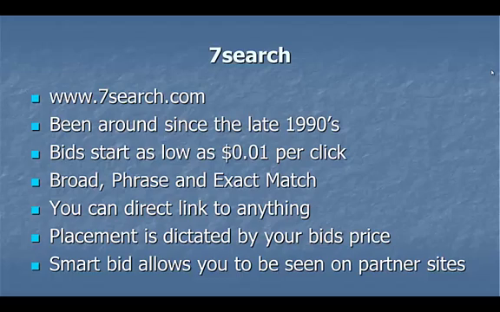Okay, now these guys are one of the earliest pay-per-click search engines. They've been around since the late 1990s, and I remember even getting advertisements in the postal mail to advertise on 7Search. And one of the things that makes 7Search a very attractive place to buy pay-per-click traffic is that their bids start as low as a penny per click. Literally as low as a penny per click. So you can buy very specific targeted traffic for as little as a penny per click, and that can go a long way towards helping you create many profitable CPA campaigns.